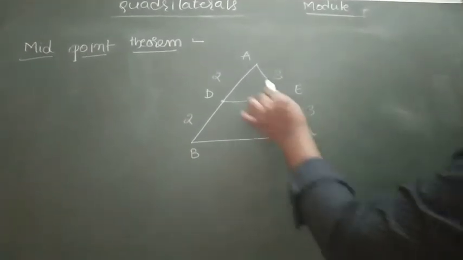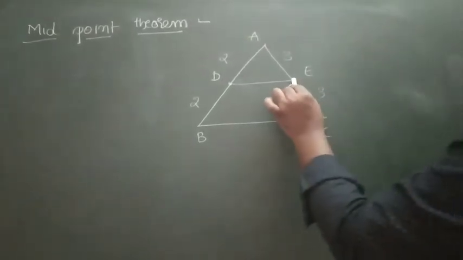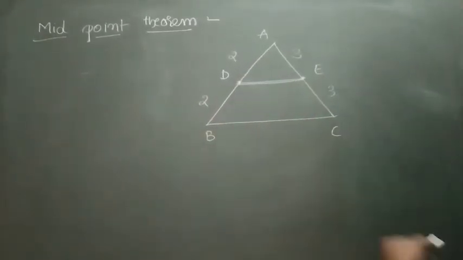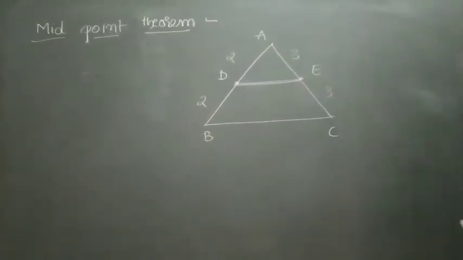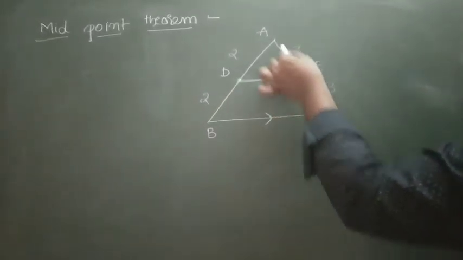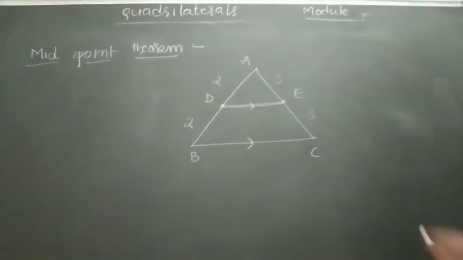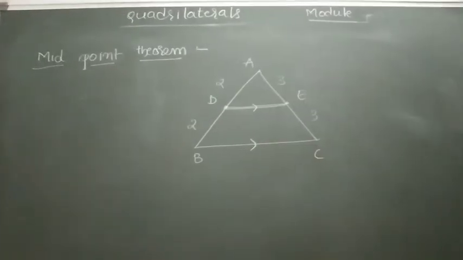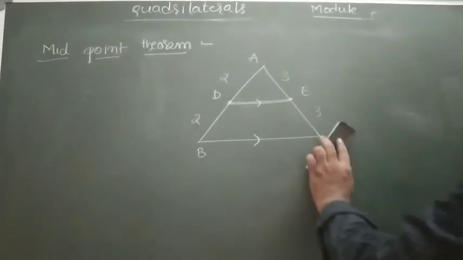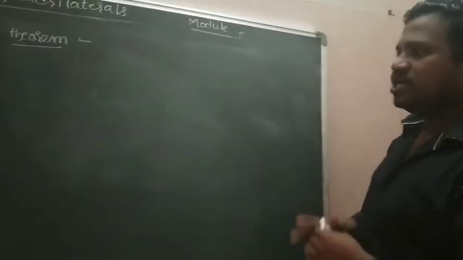Yes. So if D is the midpoint of AB and E is the midpoint of AC, if we join these 2 points, the line segment DE is parallel to the third side BC. Means if D is the midpoint and E is the midpoint of AB and AC respectively, then DE is parallel to BC. That is only the midpoint theorem, children. Midpoint theorem states that a line segment drawn through the midpoints of any two sides of a triangle is parallel to the third side and also half of the third side.